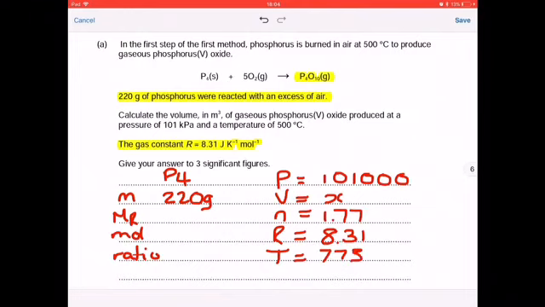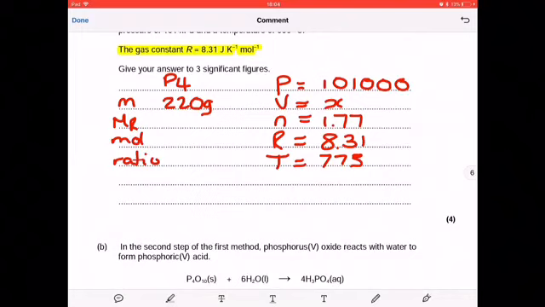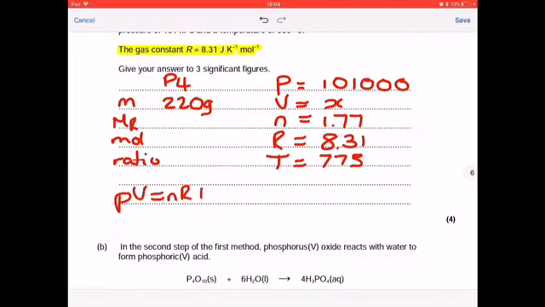773. What we then need to be able to do is to rearrange the equation in order to calculate V. Remember that the equation is PV equals nRT, and therefore to calculate V it becomes nRT over P.